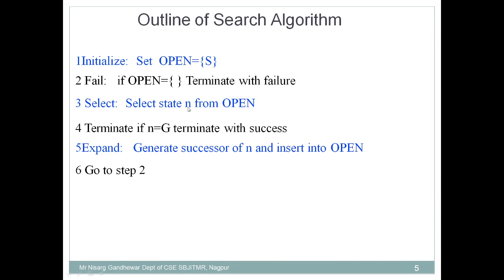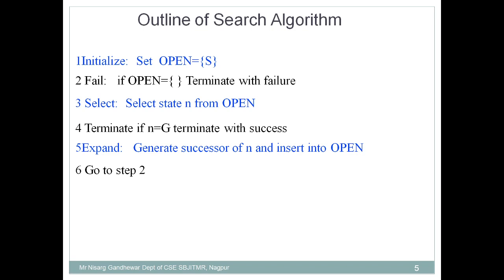If we have selected one state from the open list, what next do we have to do? We have to generate the successors of that n, insert them into the list open, and then go back to step 2. This procedure is continuously followed. Step 2 to step 6 is repeated until you reach the goal state, or all states from your open list are completed and no state is left in the open list. So this is the outline of a basic search algorithm.